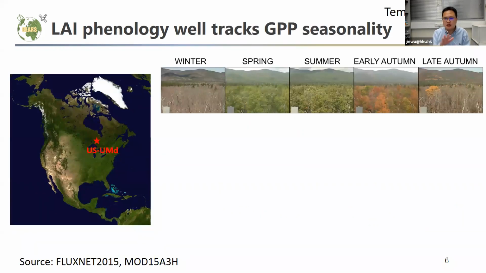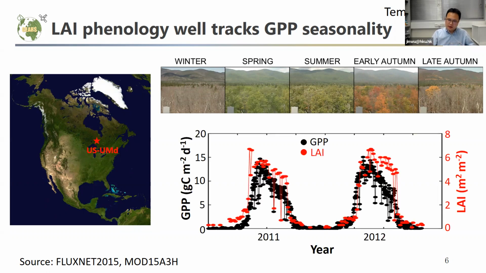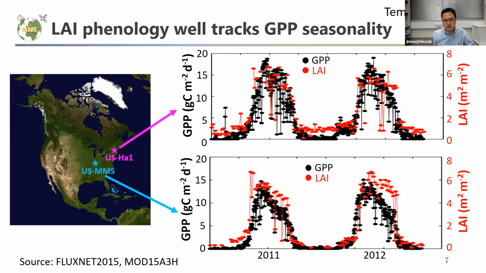Probably we can start from a temperate deciduous forest in the United States first. Like the PhenoCam on the top panels, it records the seasonal variability pattern of leaves in this forest site. And in the bottom panel, the red color indicates the leaf area index derived from the models, and the black dots indicate the eddy covariance derived photosynthesis rate, short for GPP. Overall, we can tell the leaf area index seasonality tracks the GPP seasonality quite well in this forest site.